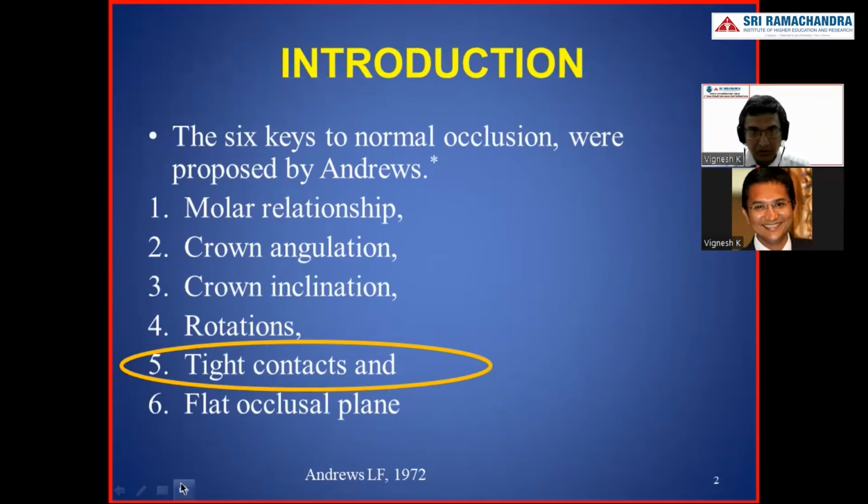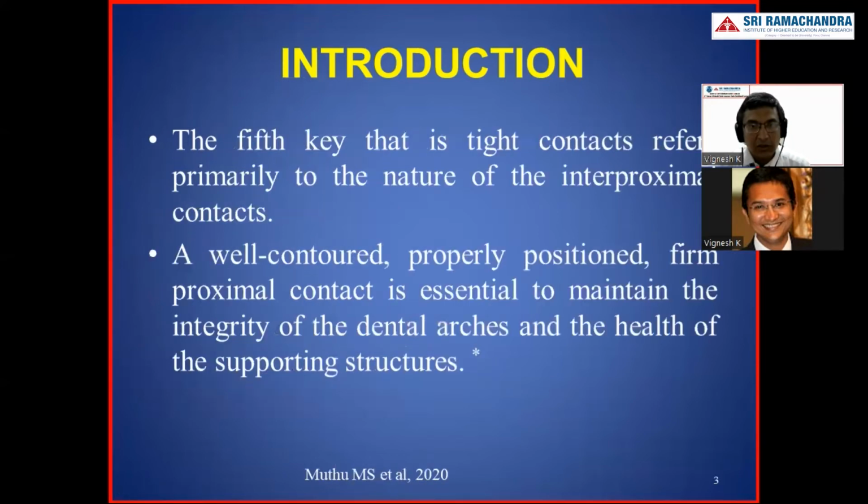The 6 keys to normal occlusion is the gospel for most dentists and orthodontists specifically, and it was put forth by Andrews. The molar relationship, the axial inclination of the teeth, the crown inclination, the absence of rotations have all been extensively studied, but the 5th key, that is essentially what is known as contacts, or specifically known as tight contacts, has not been extensively studied. So what we did was to study a little more into the 5th key, which primarily refers to the nature of the interproximal contacts between adjacent teeth.